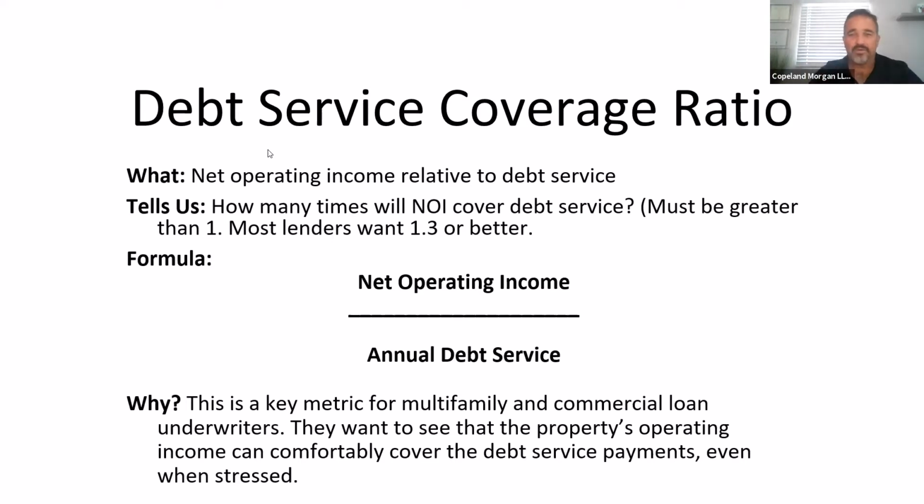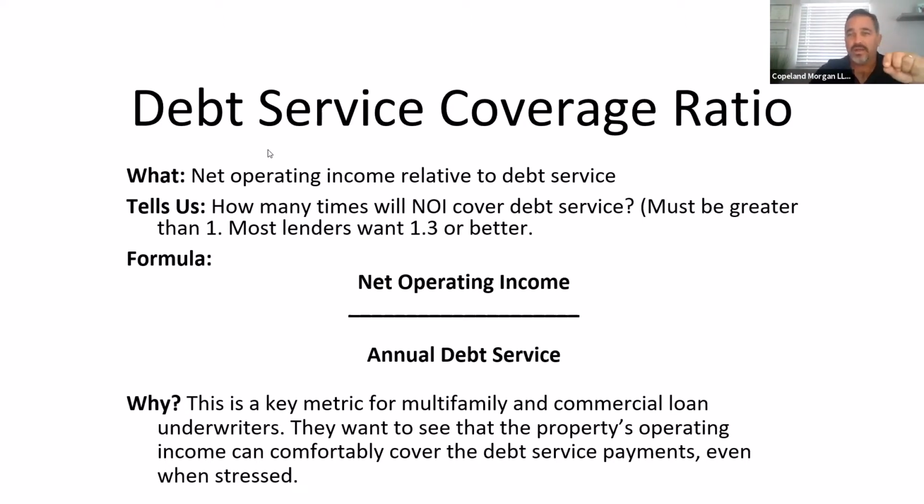So it's a key metric for commercial multifamily properties and mortgage underwriters. They want to see that the property's net operating income can comfortably cover all of the debt service, even when there's a stress, such as a vacancy or something like that.